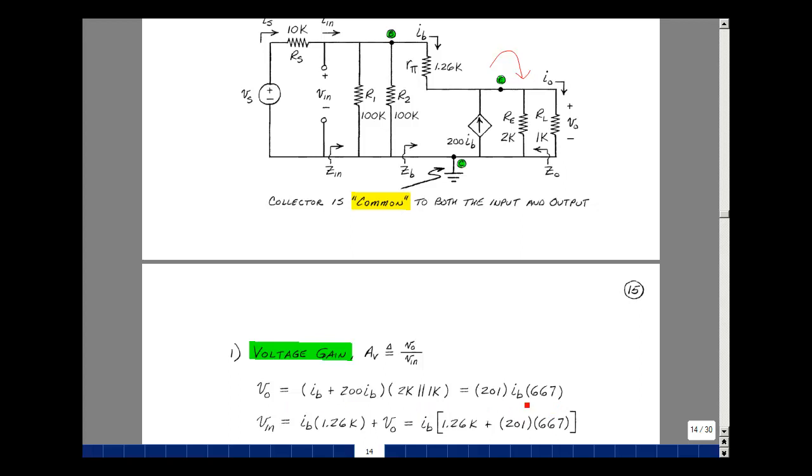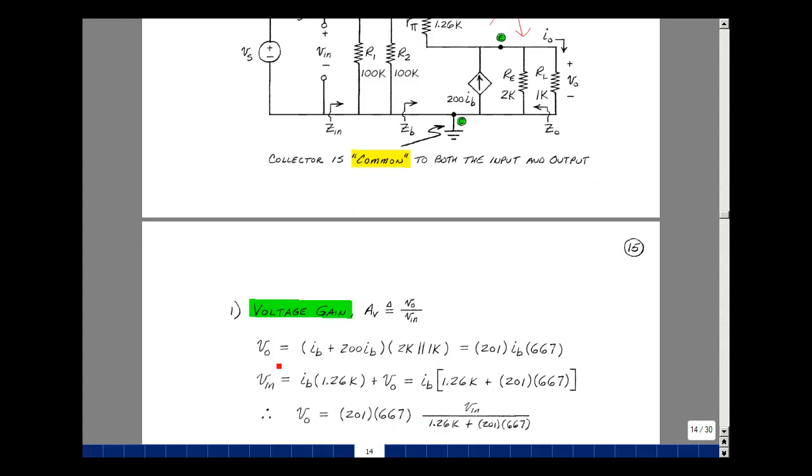We have V out in terms of I sub B. We can see if we can find V in terms of I sub B. The rise in voltage here is V in. The drop is I sub B times R pi plus V out. That's this equation right over here. I sub B times 1.26K. V out is equal to 201 I sub B times 667. And now I have V in terms of I sub B. So V out is equal to 201 times 667. And then I sub B is V in divided by 1.26K plus 201 times 667.